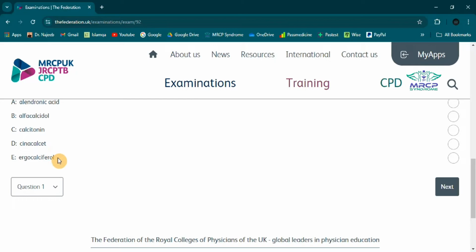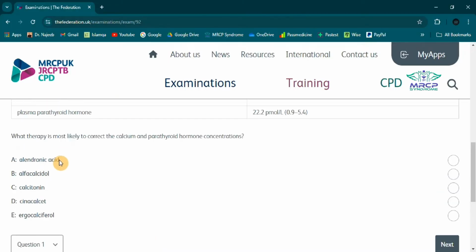Next one is ergocalciferol. Ergocalciferol is vitamin D2, and it requires conversion by the kidney to its active form, which would be impaired in case of CKD, and it will also be less effective in managing the calcium and phosphate metabolism in this patient. So ultimately, the most suitable choice of treatment would be alfacalcidol.